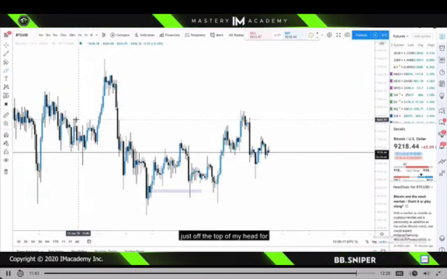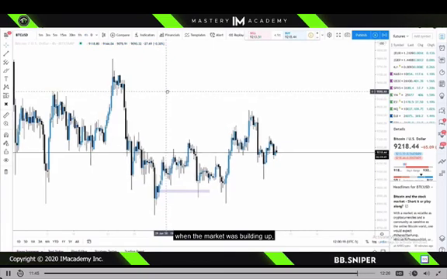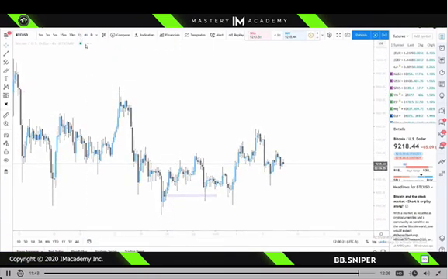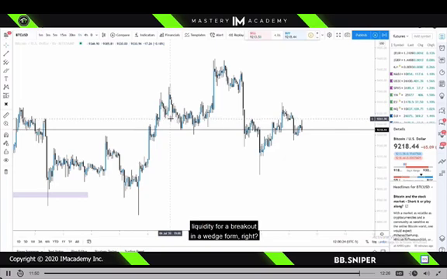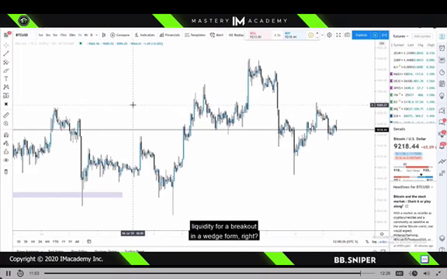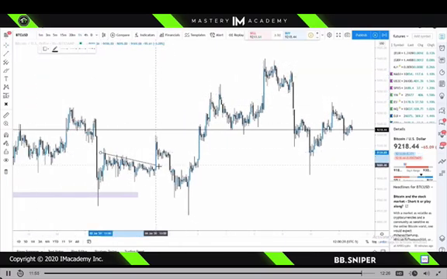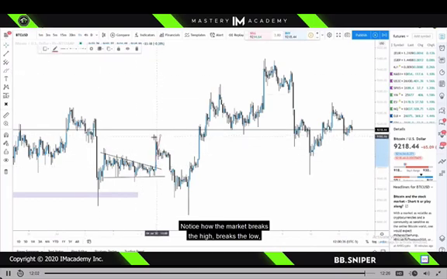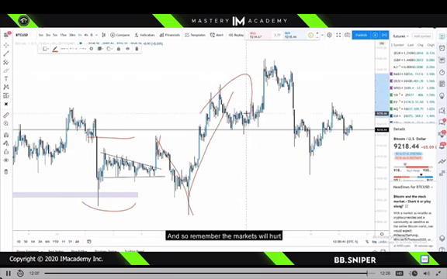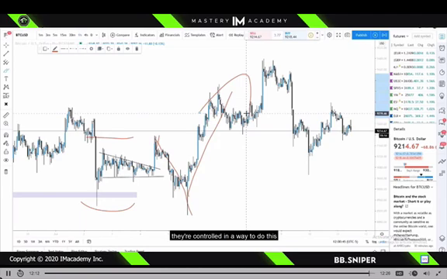And I like this example just off the top of my head for when the market was building up liquidity for a breakout in a wedge form. Right? Notice how the market breaks the high, breaks the low, and then makes the move. Okay, and so remember, the markets will hurt the maximum amount of people. They're controlled in a way to do this because large money needs help filling their orders.